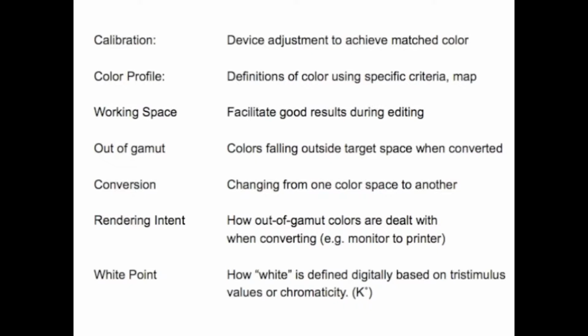When something's out of gamut, it means that things are falling outside an acceptable range of color capability. Conversion is basically changing from one color space to another. And the way that conversion happens is through a rendering intent. And we'll talk about those in a minute, but how are colors going to be matched? Are we going to use this method? Are we going to use that method? White point is the highest luminance on your computer monitor. So it's basically how white is the whitest white that your computer is capable of creating.